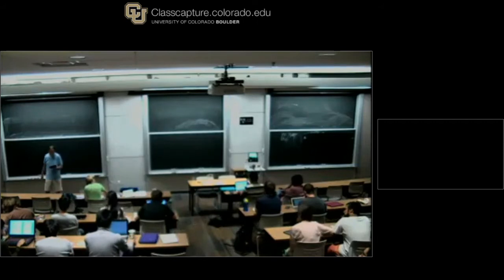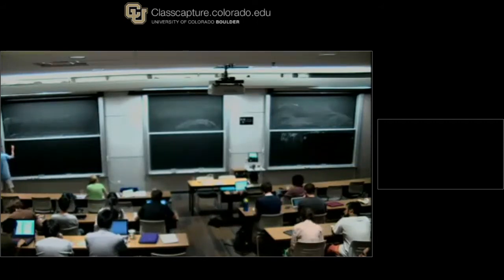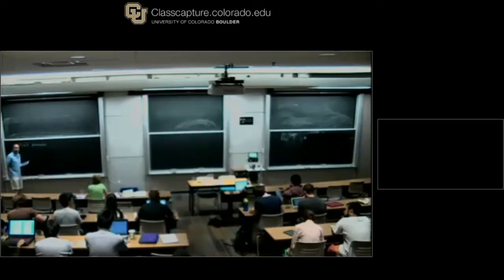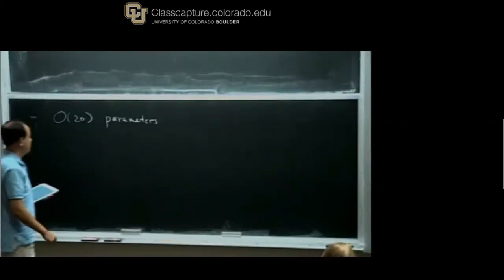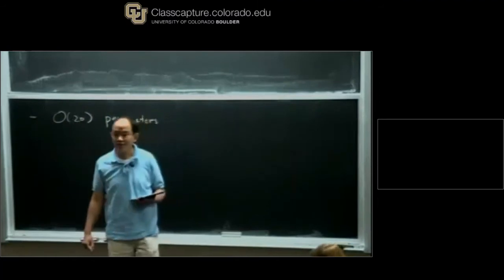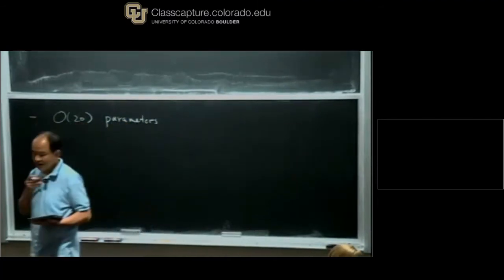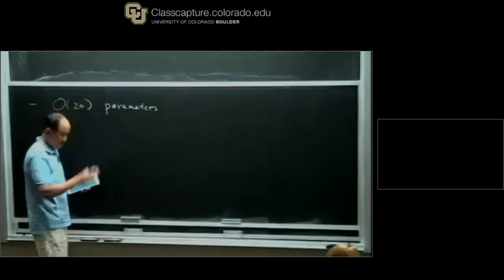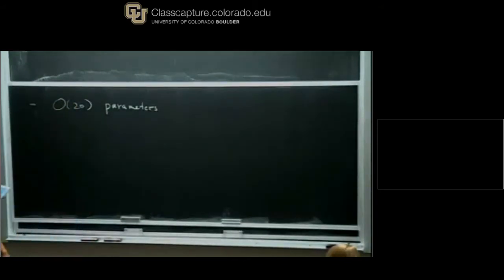Basically, the point is that there are order 20 parameters in the standard model. Well, we don't expect the fundamental theory of nature to have order 20 parameters. I guess I'm preaching to the choir here. You're all string theorists, so this should be very reasonable. So we want to explain them in terms of a more fundamental theory.